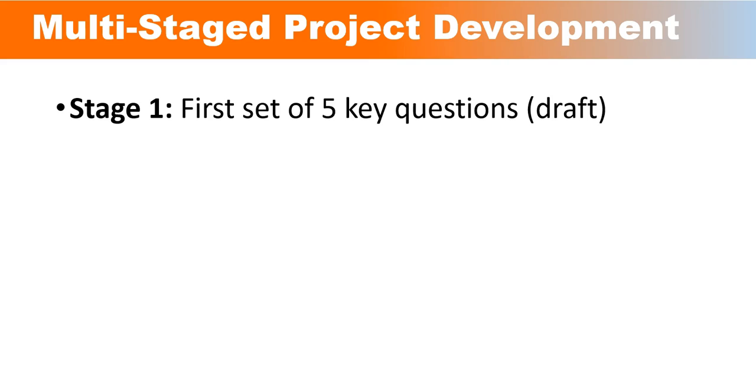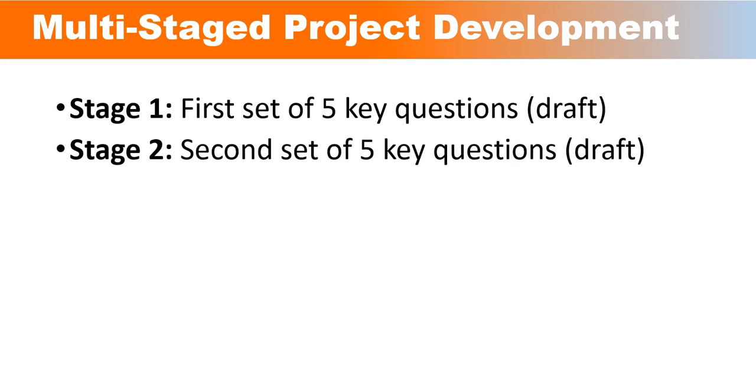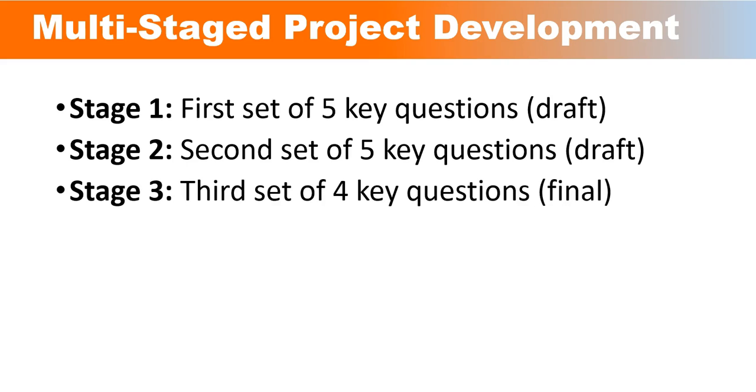The first one will be called Stage 1, where you will work on the first set of 5 key questions that will be considered a draft. In Stage 2, you will work on the second set of 5 key questions, and that will also be a draft. And the third deliverable will have 4 key questions, and that will be considered a final, and you will work on all 14 questions to make sure it is at the final stage. Let me go over these stages.